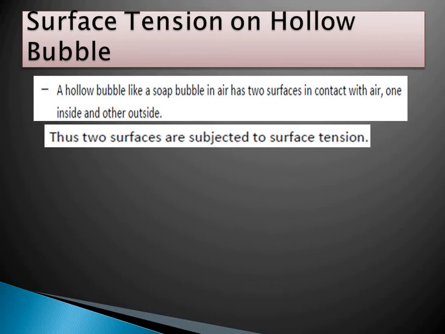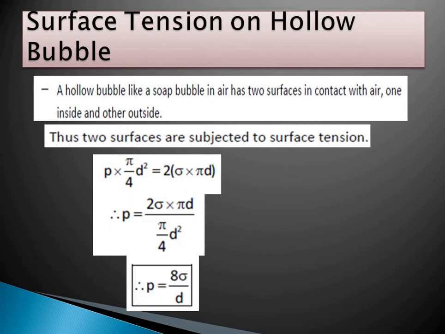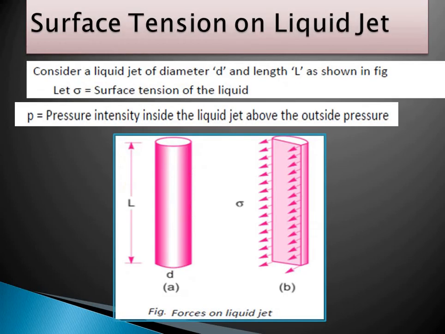Now a hollow bubble, like a soap bubble, has two surfaces in contact with air, one inside and the other outside. So the surfaces are subjected to the surface tension 2 times. So P into pi by 4 d square is equal to 2 times sigma into pi d. So P can be given as P is equal to 8 times sigma divided by d.